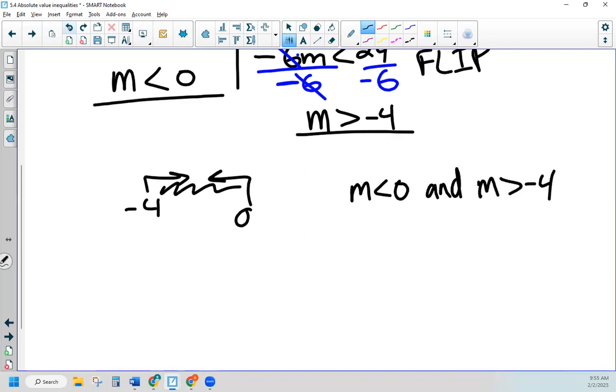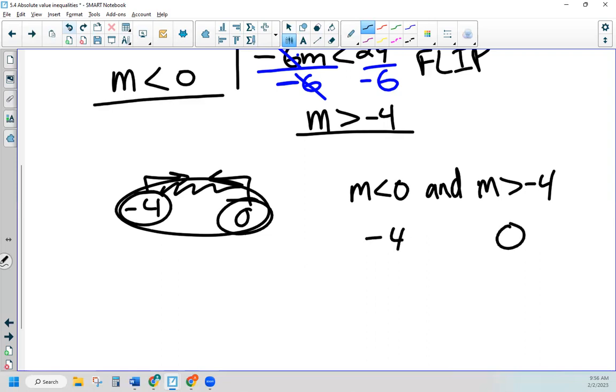Cool, that one's done. Now, to write it without the word "and," a lot of students freak out and they don't really know how to grab this. Look at the number that's right here. That's my lesser value. That's all the way to the left. And the number here is all the way to the right. So put it in that order, -4, and then put 0. Inside, you're going to put the variable that you're working with. Right now, we're working with the variable m.